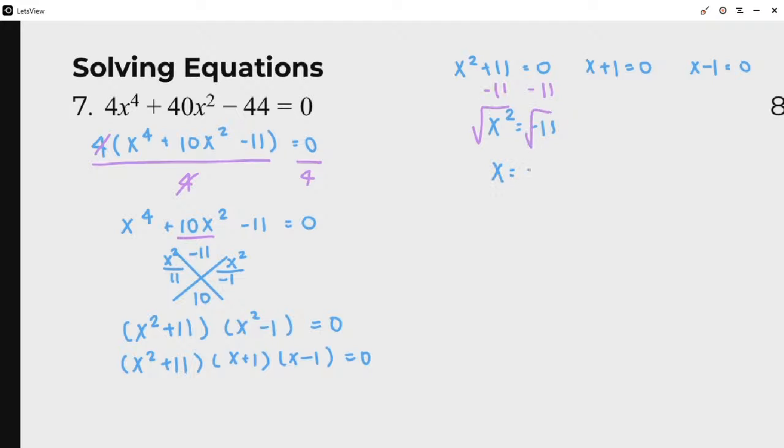So I get x equals plus minus, don't forget the plus minus anytime you take a square root, of i, since we can break up negative 11 to negative 1 times 11, rad 11. Then for the next one, we're going to subtract 1, so x equals negative 1. And for the last one, we're going to add 1, so x equals positive 1. So the answer would be all 4 of these. So x equals plus minus i rad 11, negative 1, and 1.